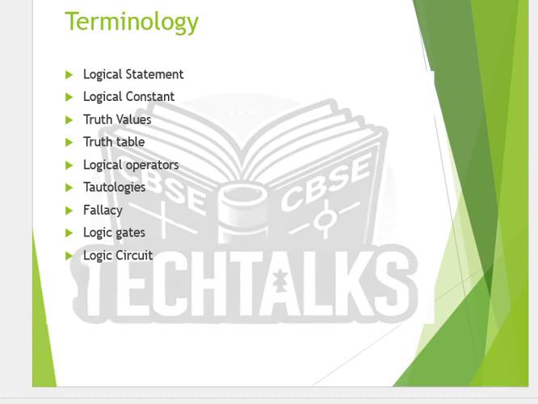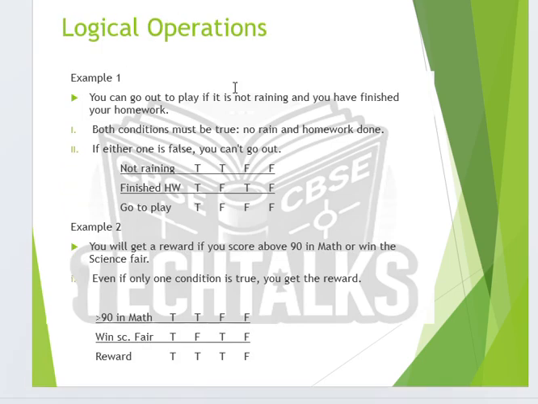Logical gates. Gates are the circuits that have at least one and usually more than one input and exactly one output. Input as well as output values are logical values, that is, they are either true or false. Logical circuit. A logical circuit is a circuit that carries out a set of logical actions based on an expression. Now, what are logical operations?